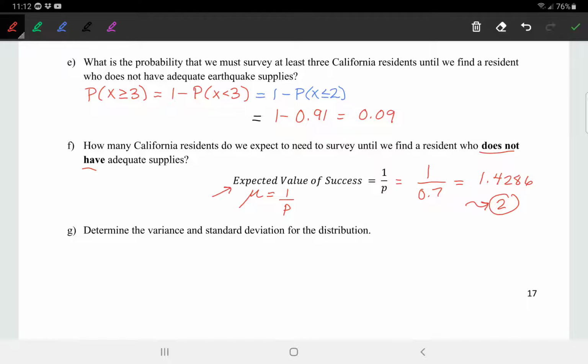Now let's determine the variance of the distribution. We're given that sigma squared is equal to 1 over p times 1 over p minus 1. So just filling it in, that would be 1 over 0.7 times 1 over 0.7 minus 1. And when you put this into your calculator, you should get 0.6123.